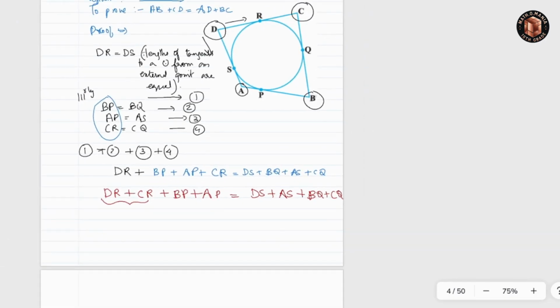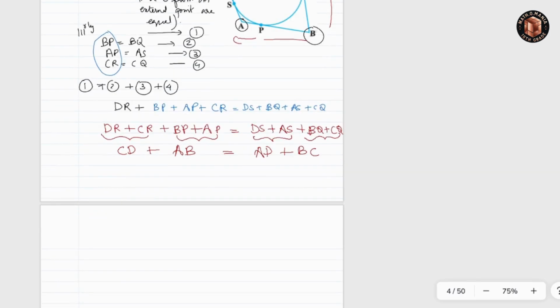Okay. What is DR plus CR? Look at the figure. DR plus CR is CD, right? What is BP plus AP? BP plus AP is AB. Equal to, what is DS plus AS? DS plus AS is AD plus, what is BQ plus CQ? BQ plus CQ, that means this side, that is equal to BC. Right? So we got what? That is equal to CD plus AB equal to AD plus BC.